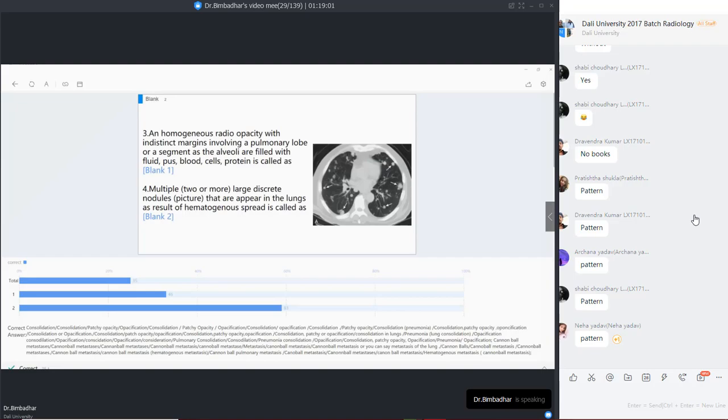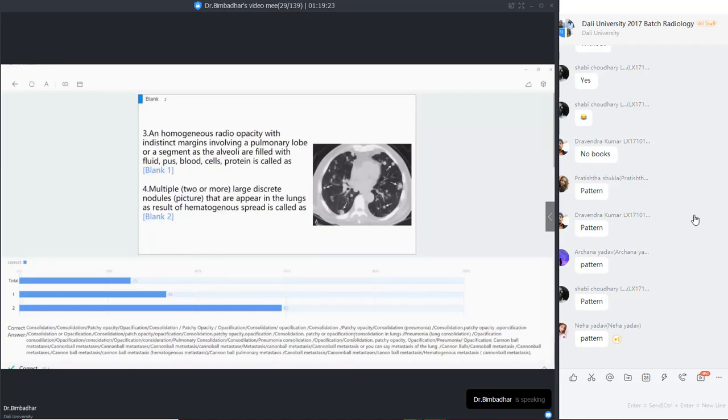So for the time being, whoever wrote pneumonia along with the answer patchy opacification, yes, I gave you marks. But people who wrote only pneumonia, no, I did not, because I'm not asking you about pneumonia.